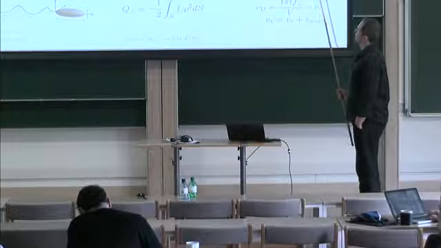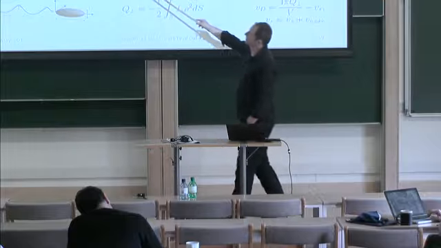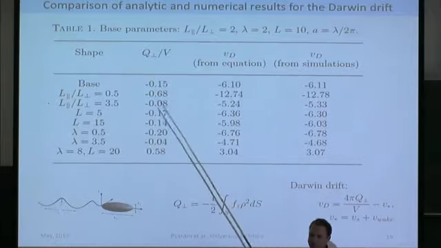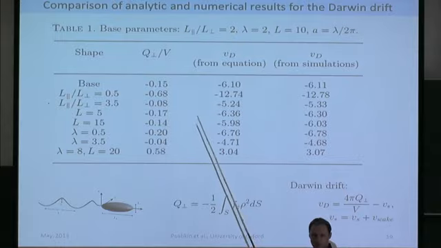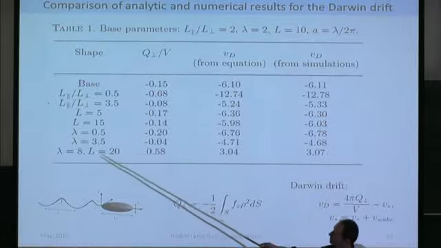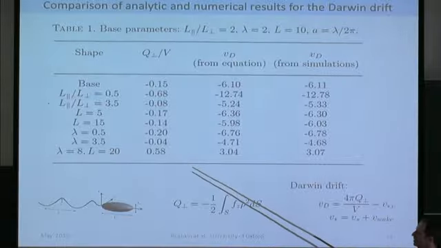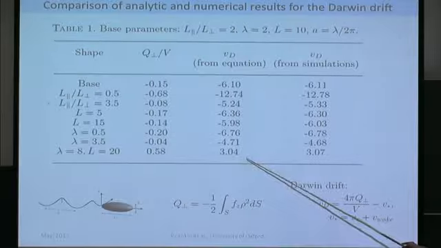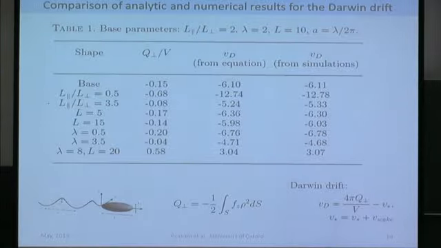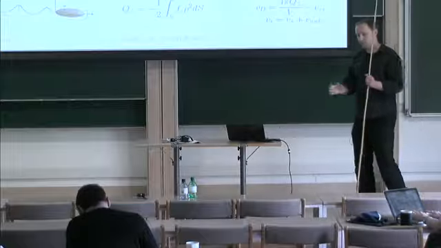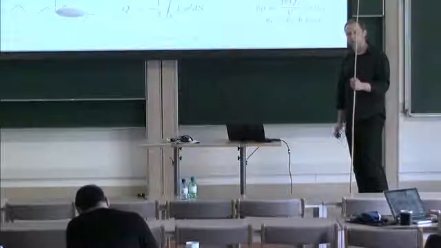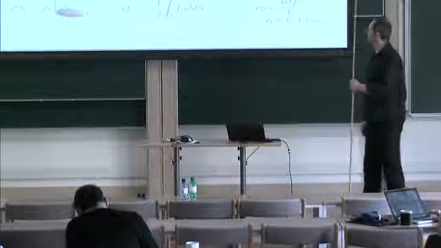We can also see that in this range of parameters, the length of the flagellum doesn't really matter much for the Darwin drift. However, if you change it a lot, then it can change so much as to change its sign. So in the previous case, the Darwin drift was in fact negative, meaning that more fluid was moving to the back rather than being pushed to the front of the swimmer.